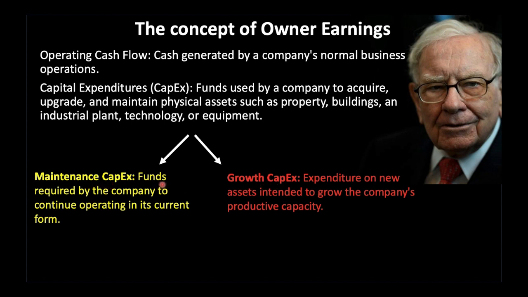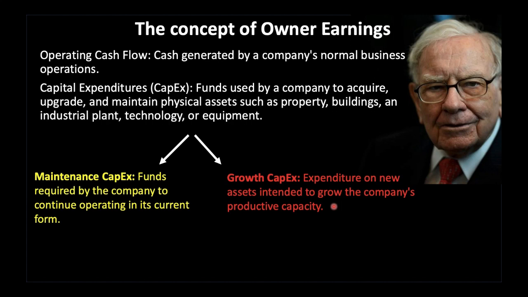So maintenance capex, as you can imagine, is funds required by the company to continue operating in its current form. So money that is required to keep the business going. The other one is growth capex. It is expenditure on new assets intended to grow the company's productive capacity.